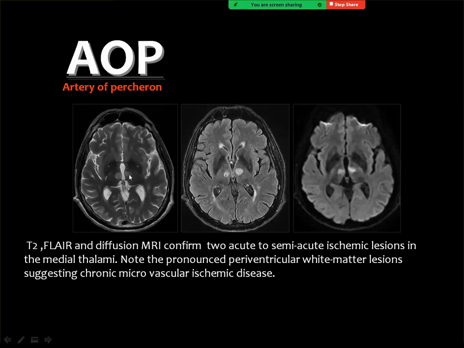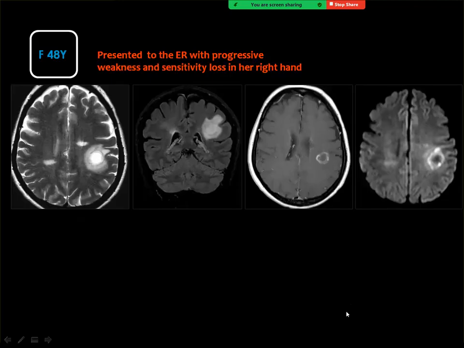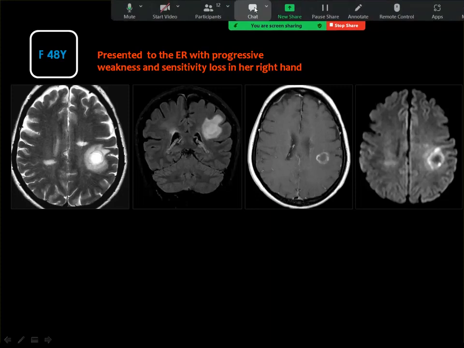In the T2 weighted images, you got two lesions in the thalamus, bright signal in the T2, bright signal in the FLAIR, and restricted diffusion in diffusion weighted images. This patient is 48 years old, presented with progressive weakness and sensory loss in her right hand. The MRI is an axial T2, coronal FLAIR, axial T1 post contrast, and the diffusion weighted image.